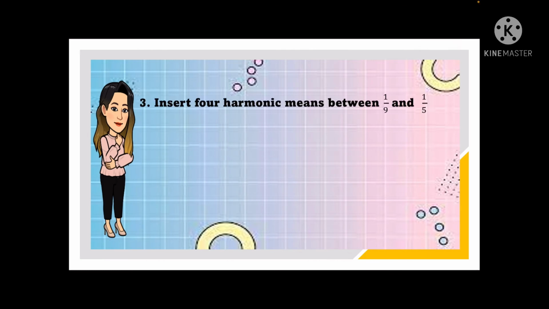Okay, so let us have example number 3. We're going to insert 4 harmonic means between 1 over 9 and 1/5. The first thing that we're going to do here is to transform the harmonic sequence to arithmetic. So, kunin natin yung reciprocal nito at nito. So, 1 over 9, the reciprocal of that is 9.